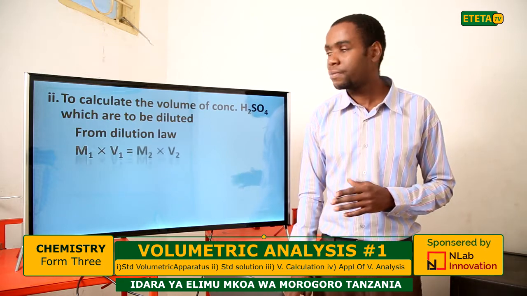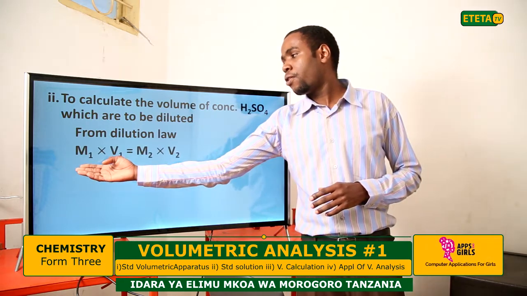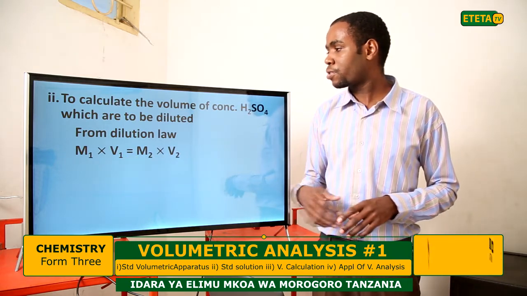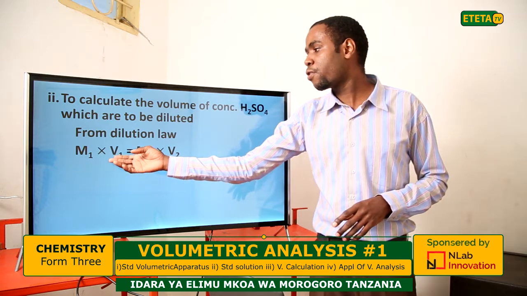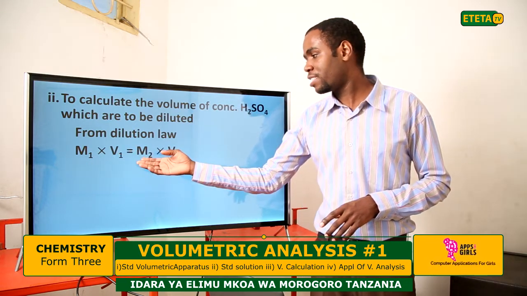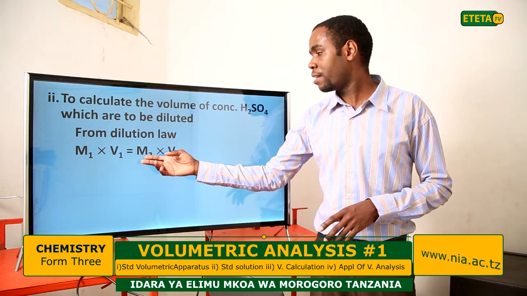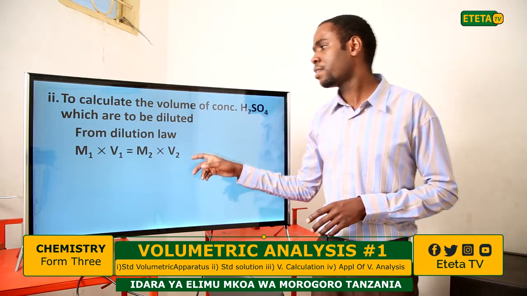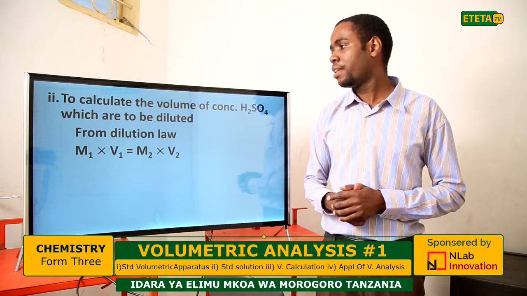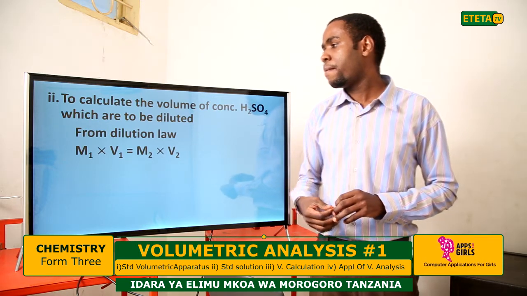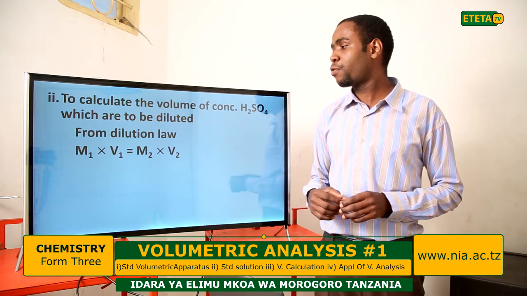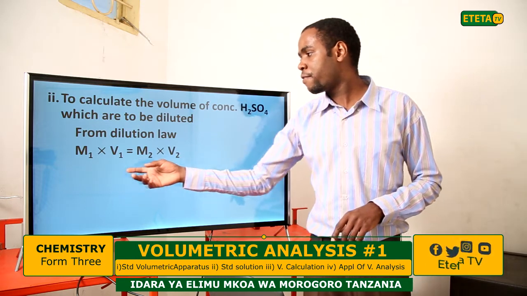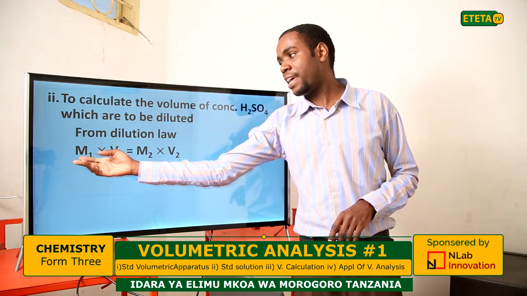From the dilution law, the concentration of concentrated acid times the volume of concentrated acid is equal to the concentration of diluted acid times the volume of diluted acid. So this is the dilution law. Now we need to find the volume of concentrated acid. How? Remember, you have the molarity of concentrated acid, which is 18.